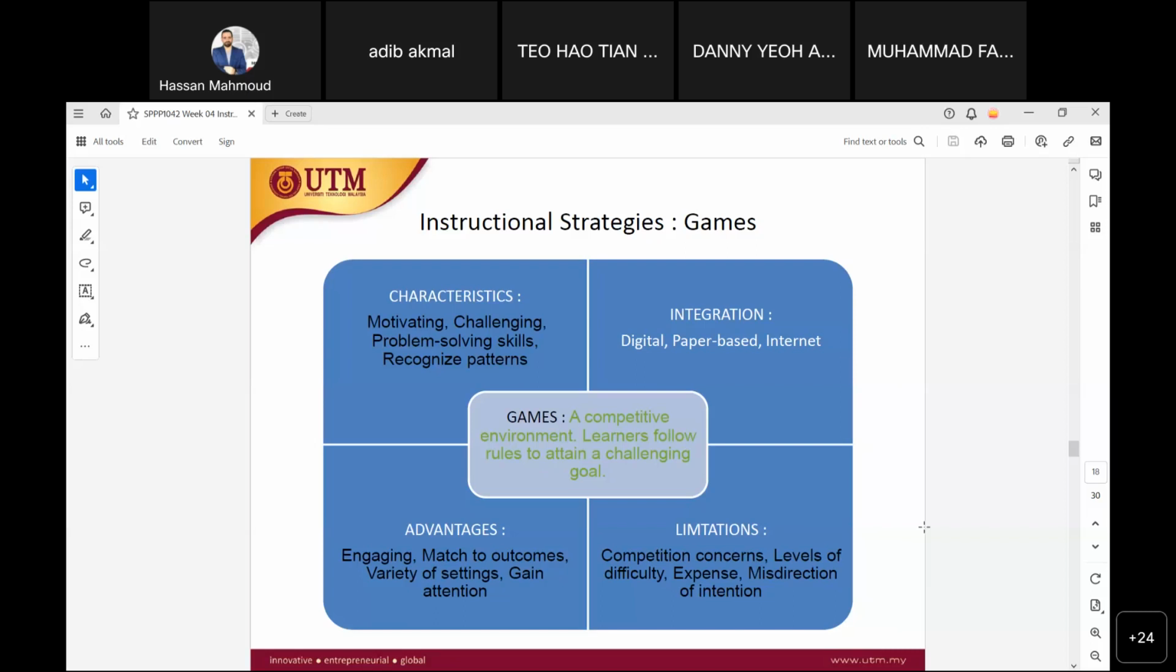And for the limitation, competition concerns. If you have many students in your classroom, then you need to pick the right game to do it. It could be expensive sometimes, but as I mentioned, you need to pick the right one. It could be very simple, but yet motivating and engaging, right?